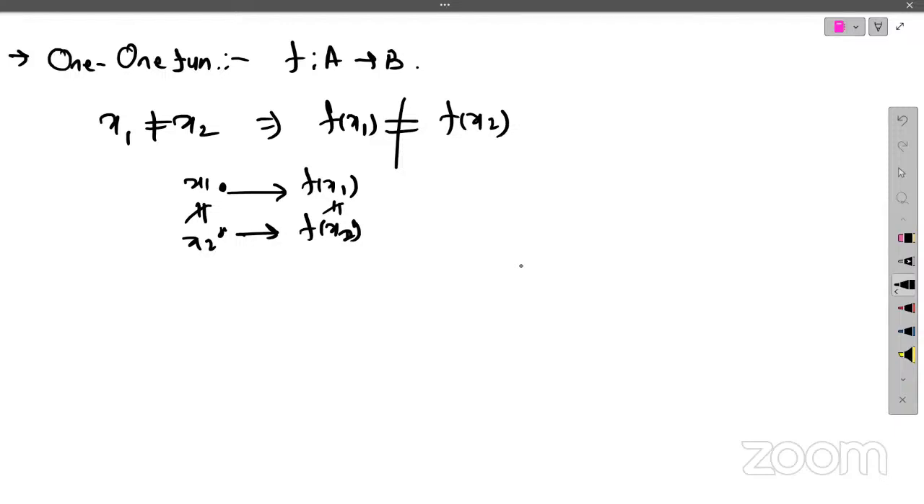Now there are several ways to find out whether a given function is 1-1 or not. So the first way is this particular definition. If you have any two distinct inputs and it implies that f of x1 is not equal to f of x2, then that is our 1-1 function.